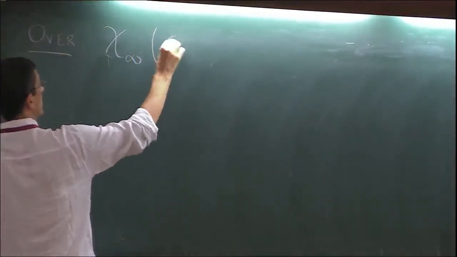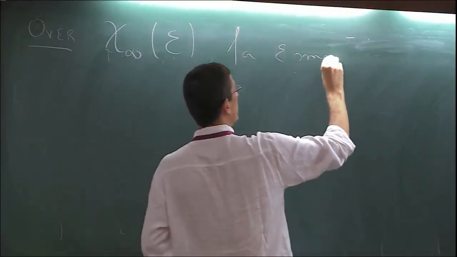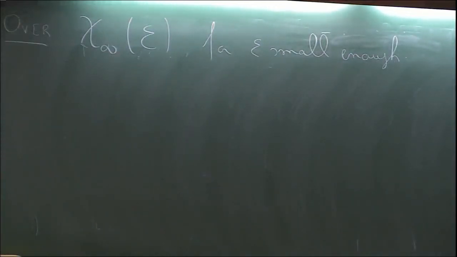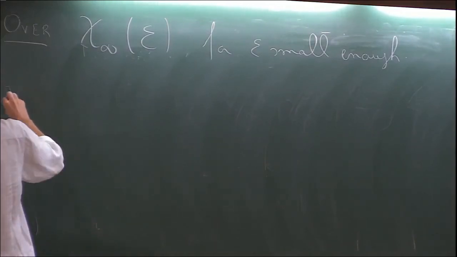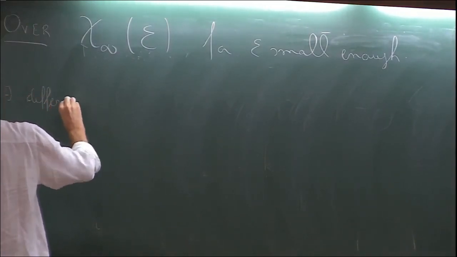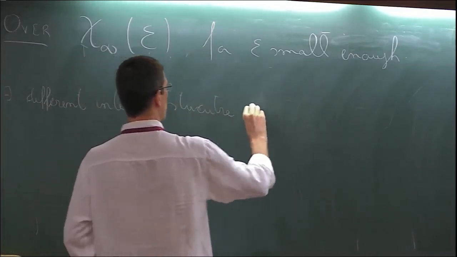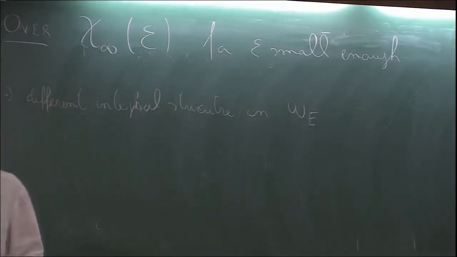So in fact, over close enough neighborhoods of the ordinary locus, the ones where we proved with Adrian and Vincent the existence of these sheaves omega, we can prove that there exists a different integral structure on omega e. So you see omega e is the sheaf of invariant differentials of your elliptic curve over the modular curve. You could take a model of the modular curve, extend the elliptic curve over Zp, and take the invariant differentials of that. That defines an integral model in that sense.